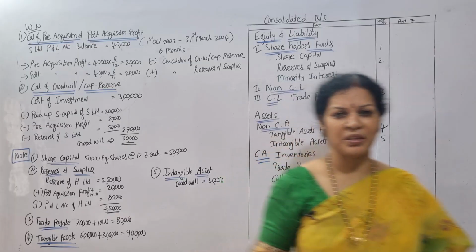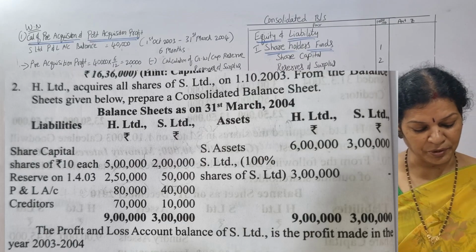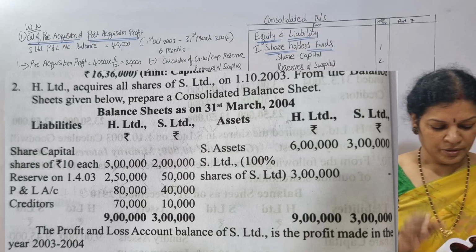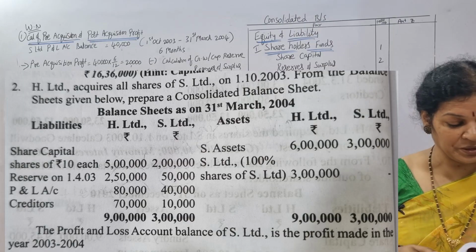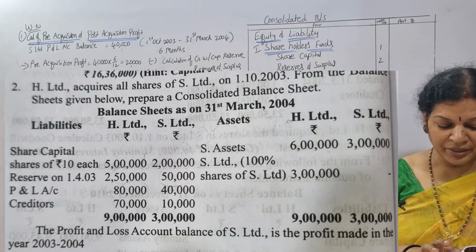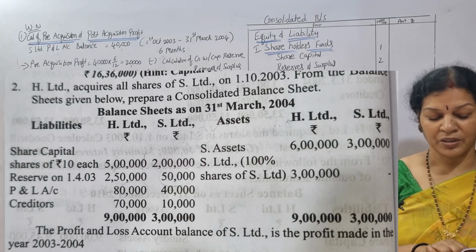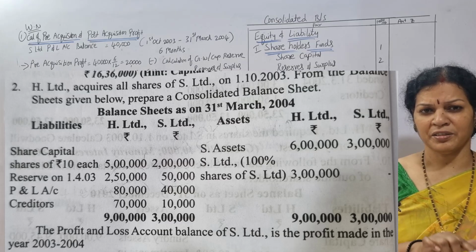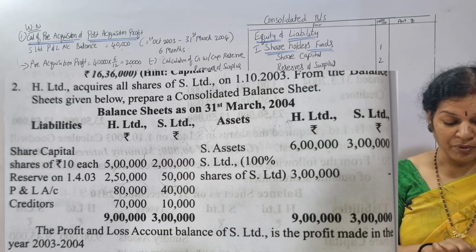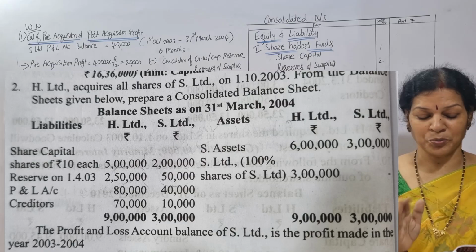Now anyhow the problem is given on the desktop. You can take a screenshot or note it down. First I'll read the problem, then I'll explain it, then we'll go for the problem. The problem is given like this. H Limited acquires all shares of S Limited on 1/10/2003. H Limited, the holding company, acquires all the shares of S Limited. S Limited is here the subsidiary company. On 1/10/2003, mid of the year, 1st October, okay?